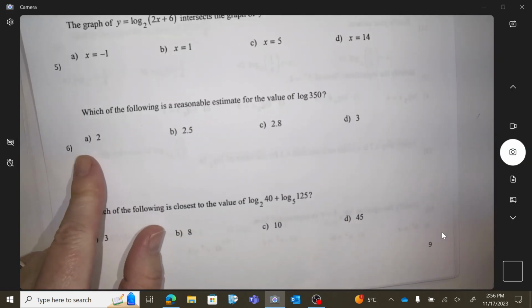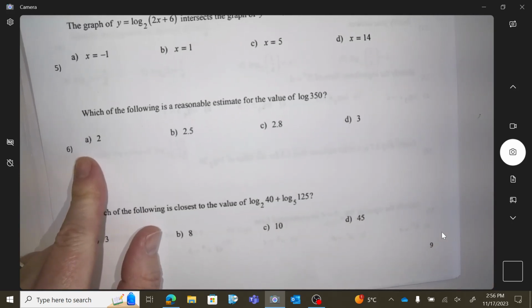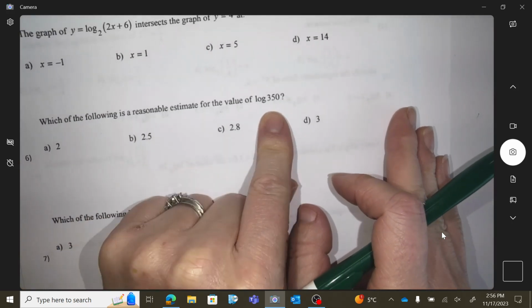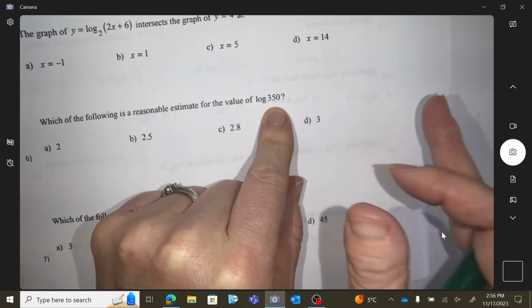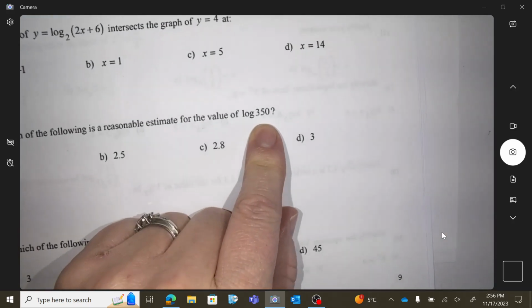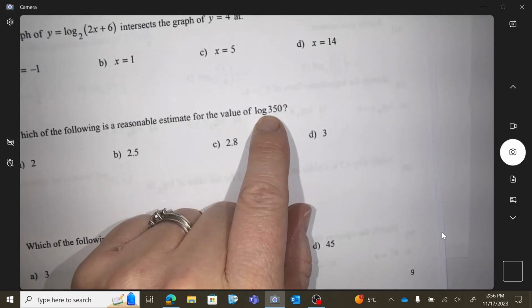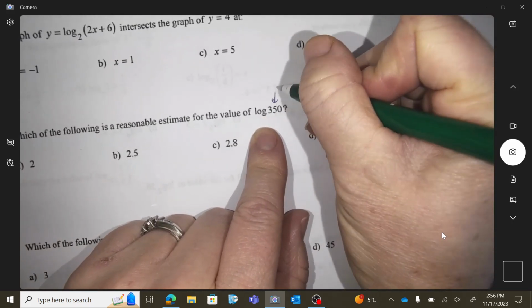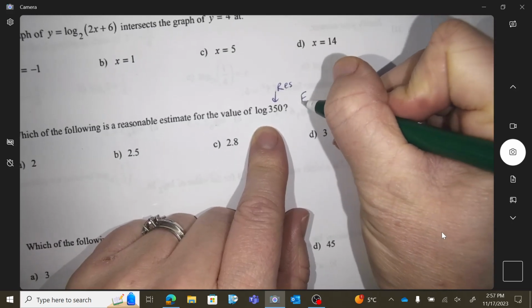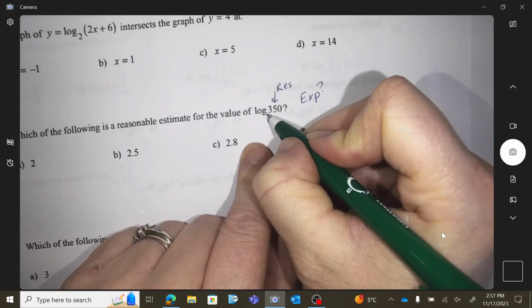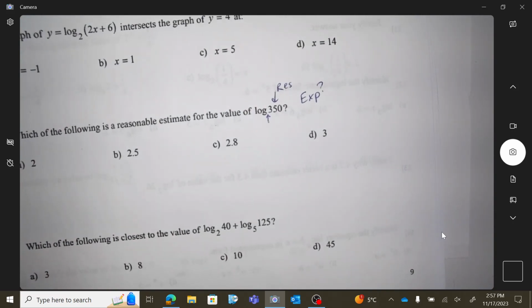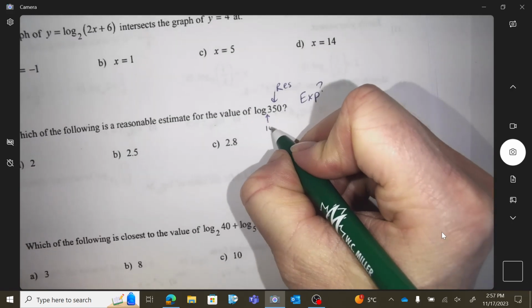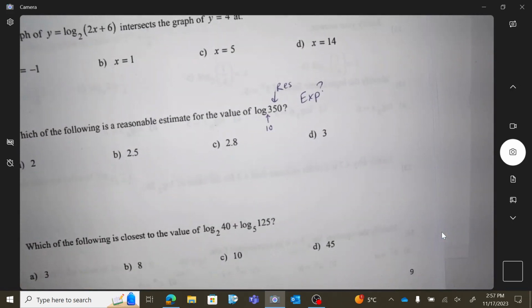Okay, page 9, question 6. This one, log of 350. I have a problem. There's no little tiny base number in the log. This is a result. I'm going to try to figure out the exponent, but there's nothing in the little base position. Okay, so here's a secret. If there's nothing in the log base position, they work with a 10. There's a secret 10 there.